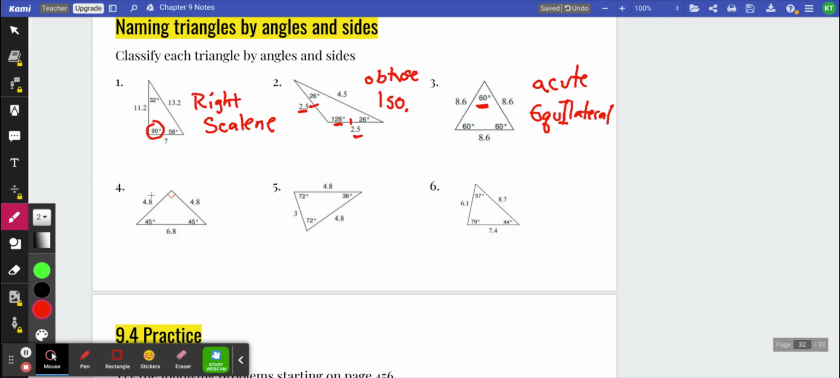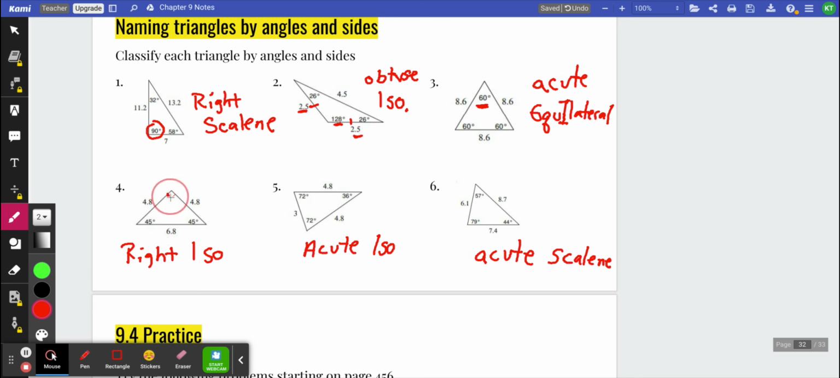All right, so take a second and see if you can classify 4, 5, and 6. So pause the video and classify by angle and side. All right, number 4 is a right, right? Remember this notation right here means right angle, and two angles are the same, so it's isosceles. Here, the largest angle is 72, that's acute, and two of them are the same, right? And two sides are the same, that would be isosceles. Here, three different side lengths, that's scalene. The largest angle is 79, which means that it is acute.